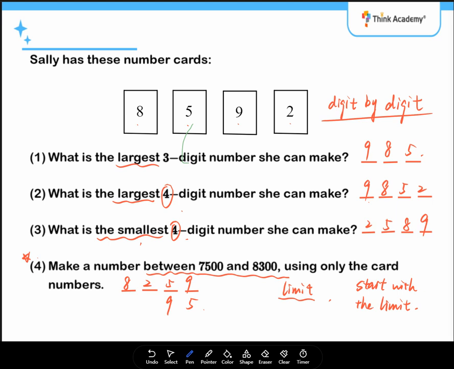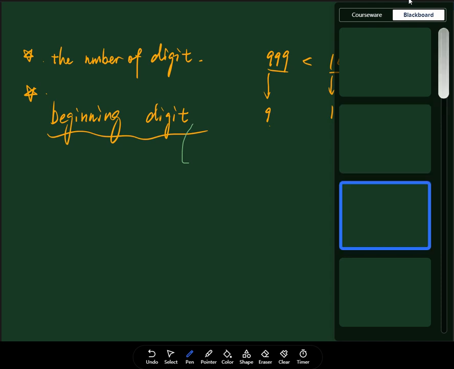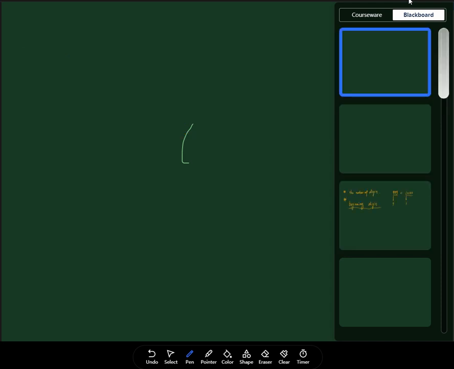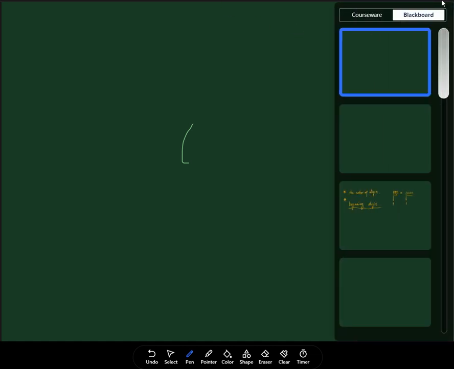If this question makes sense, give me a thumbs up. Okay. So let me do a very quick recap of what we should do when dealing with such a problem. I don't know why the prepared notes are gone. Can you see any notes on the screen? I guess not.